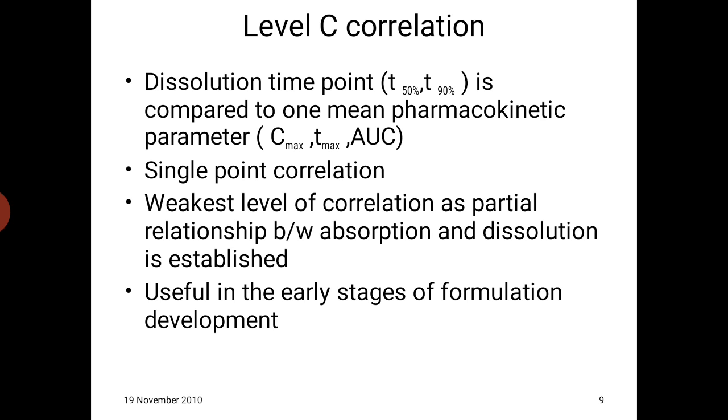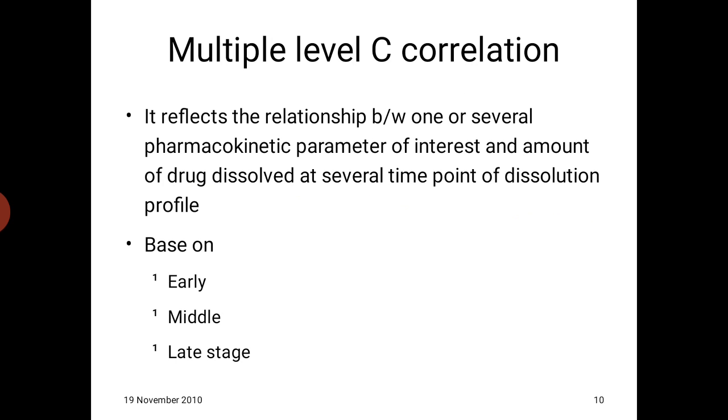In level B, we are comparing the mean residence time and mean dissolution time. Okay, so this is the level C. And we have another level, that is the multiple level C correlation. It is a relationship between one or several pharmacokinetic parameters of interest and the amount of drug dissolved at several time points of dissolution. So this is not a single point comparison, but multiple parameters are taken into consideration. For example, Cmax you can compare with the in vitro behavior. Tmax, for the same data you can compare with in vitro behavior. AUC can be taken into consideration, and each plasma drug concentration can be taken into consideration for in vitro dissolution. So multiple kinetic parameters can be compared in level C.